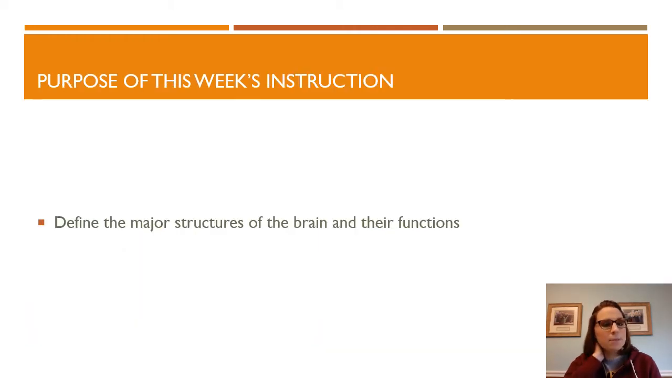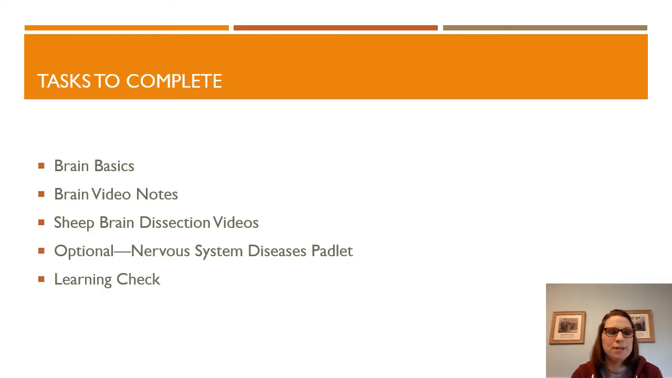Okay, so this is going to be the last week that we take a look at the nervous system. The purpose of this week's instruction is to look at the brain. We're going to look at the major structures and what their functions are. Just like in weeks past, you're going to start with a little internet search, taking a look at some of the structures of the brain, and then there'll be some video notes and some additional work. So let me walk you through that now.